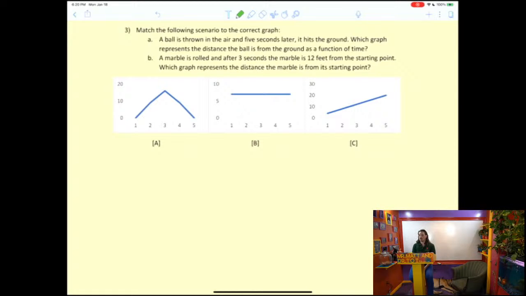3b is asking, a marble is rolled, and after 3 seconds, the marble is 12 feet from the starting point. Which graph represents the distance the marble is from its starting point? And I should say as a function of time. I'm going to give you 3 minutes, and then we'll review.